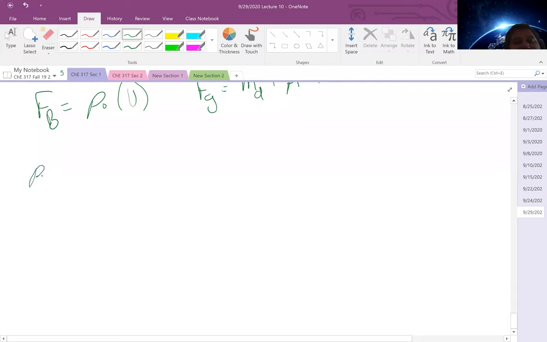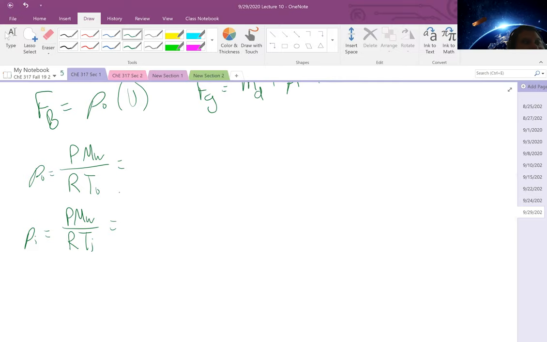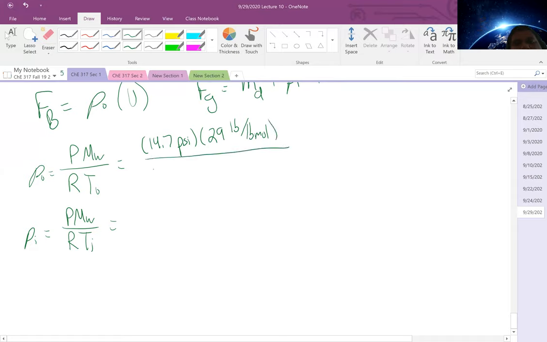So to find the density on the outside, I need the pressure times the molecular weight over R times the temperature on the outside. To find the density on the inside, I need the same thing, but with a different temperature. So if I'm going to stick to English units, the pressure is going to be about 14.7 psi. Molecular weight of air is 29 pounds per pound mole. R for this case would be 10.73 psi cubic feet per pound mole degree R. And outside I have, what, 50 degrees is what I said, is that correct? Which should be approximately, what is that in Rankine? 510?